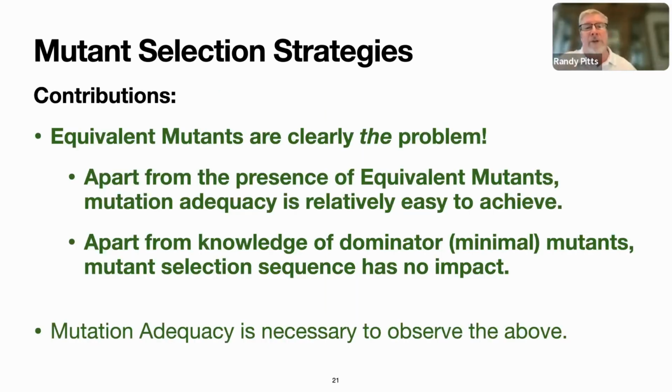Anyway, so contributions are, I probably just talked through them actually. Equivalent mutants are clearly the problem for mutation testers. And apart from their presence, mutation adequacy is relatively easy to achieve. And apart from perfect knowledge or knowing what the Dominators are, mutant selection strategies have no impact on performance. And lastly, mutation adequacy is necessary to observe the above.